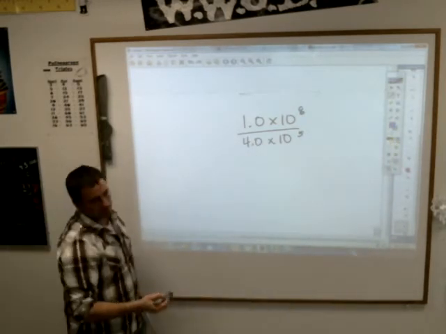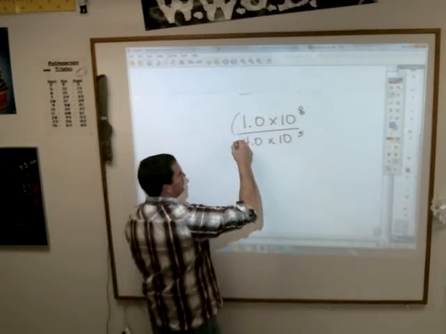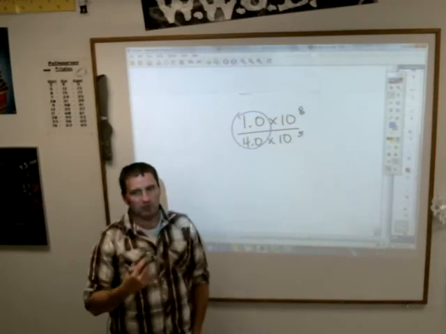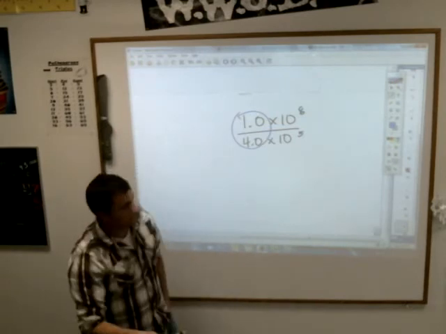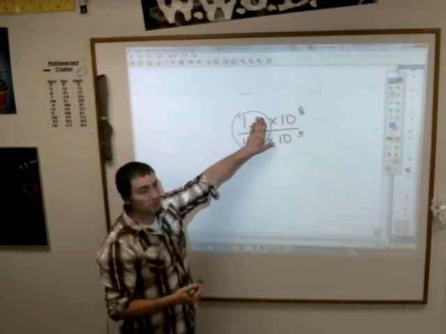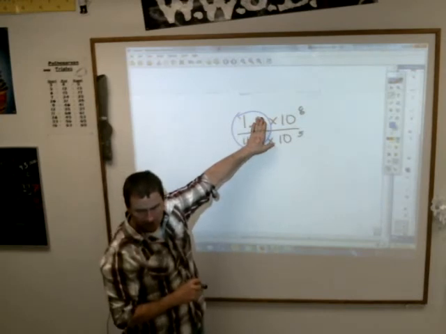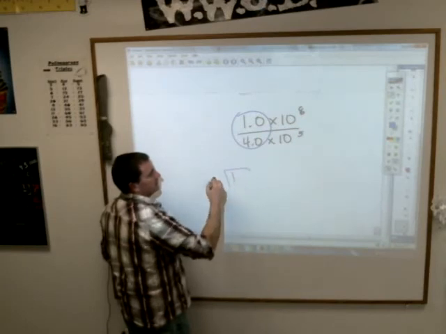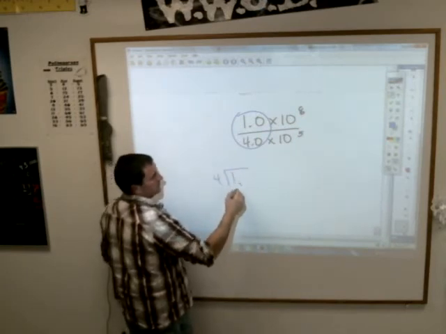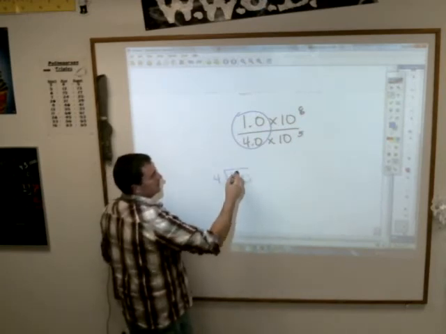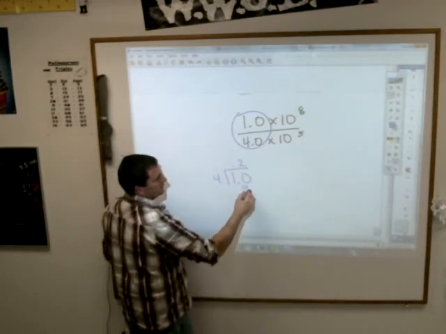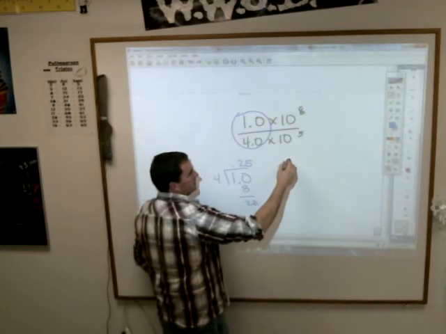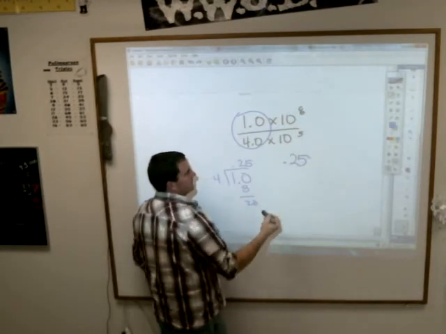Following the rules here. Jeremy, what do I get if I divide 1 by 4? If you don't know, I guess you'll have to actually do it out. But you should be able to tell me it's the fraction 1/4. What is that as a decimal? But let's do it. 1 divided by 4, put your decimal in there, doesn't matter. 4 goes into 25 times. Yes, I get 0.25 for the left side.